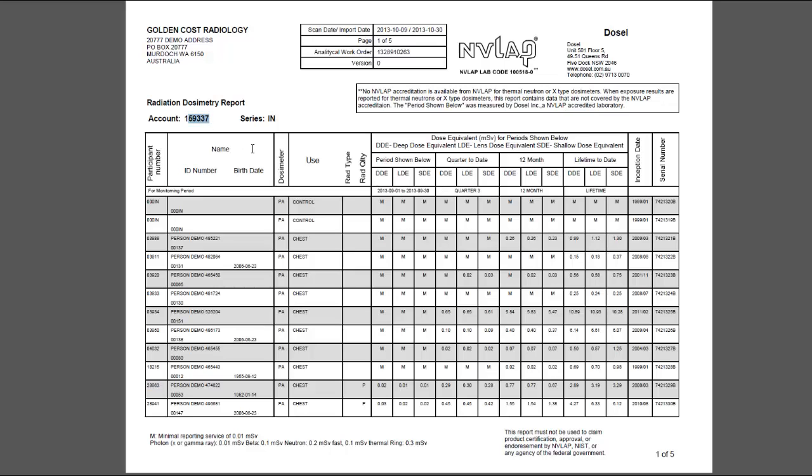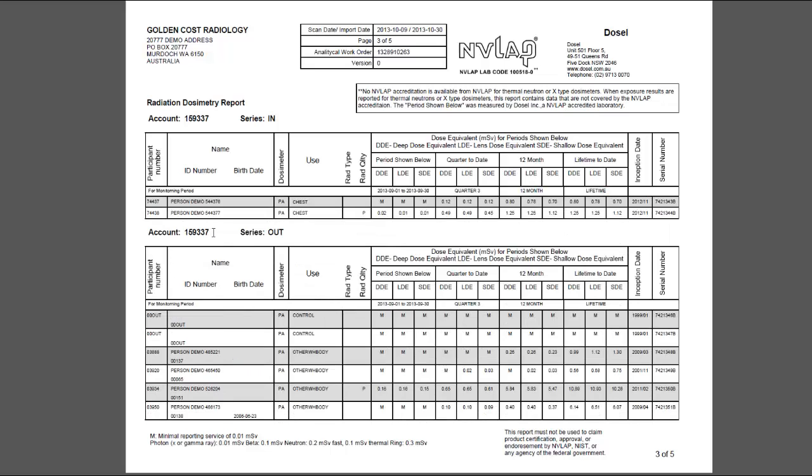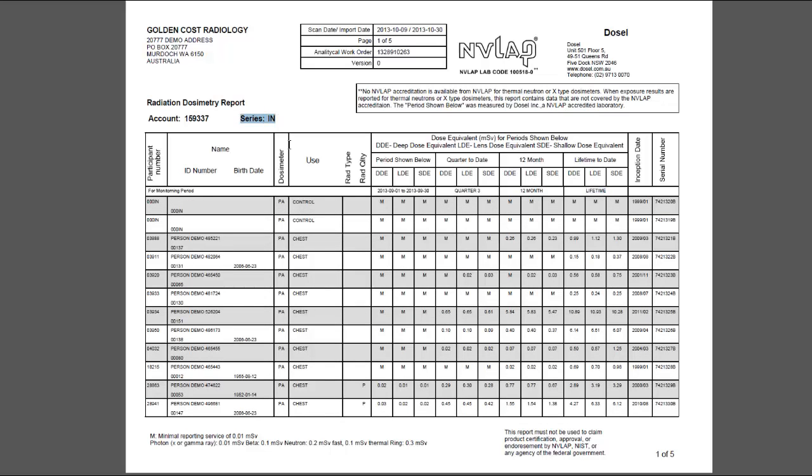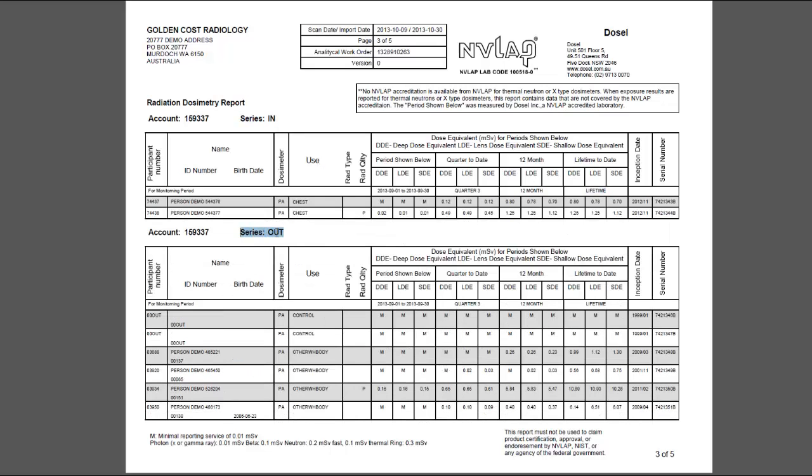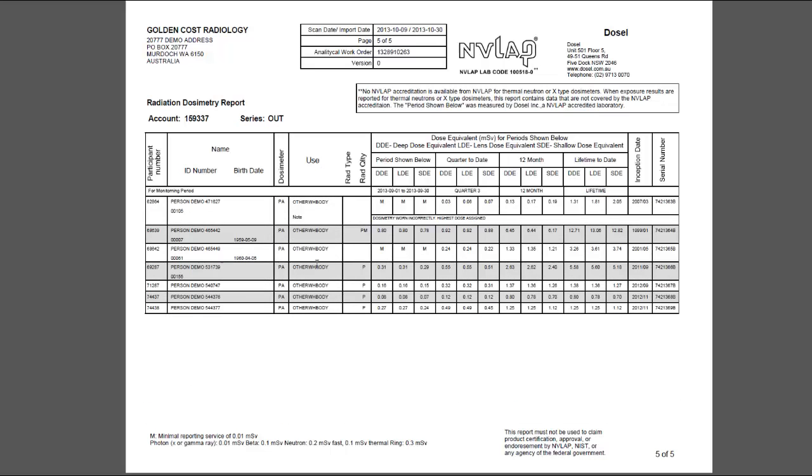Here we have the account number and the period for which this DOS report is created. DOS report contains the current doses for the wearing period. These are current doses. Then the quarter accumulation, 12 months accumulation, and lifetime accumulation for all the users for this series and for the other series.